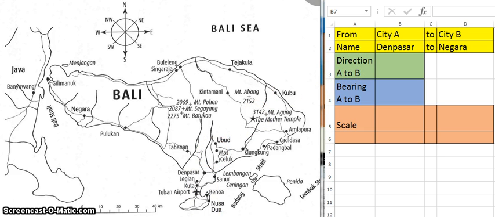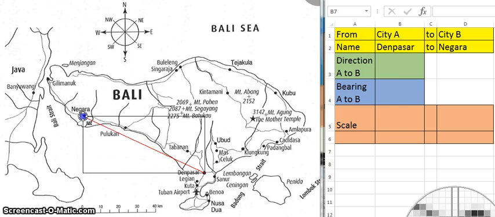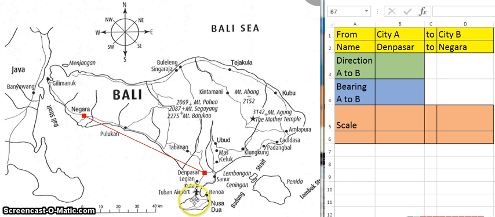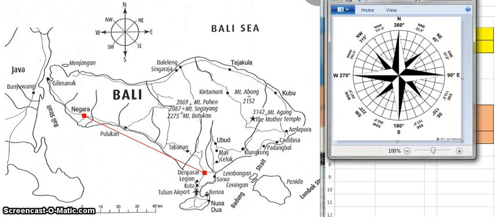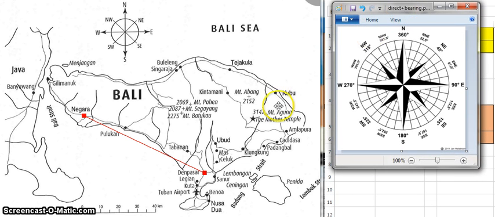So the first thing I'm going to do is pop a line in between Denpasar and Negara, so we can see exactly what we're working with. And the next step is to pull up our compass rose and consider what direction we would be travelling if we went from Denpasar to Negara.